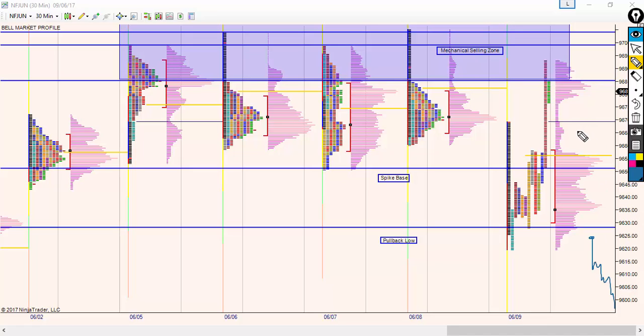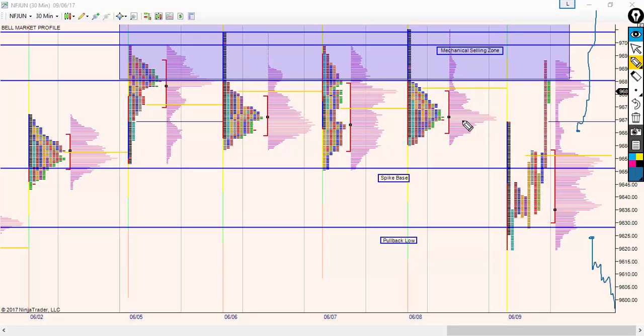Or probably the price opens above the spike base. In that case, what we want to monitor is the price acceptance above the spike base. Let's say the price opens over here and tries to inch up towards the day's high. What one can expect is a firecracker effect towards all the weaker short sellers who came in mechanically around the 9,700 and 9,705 reference levels.